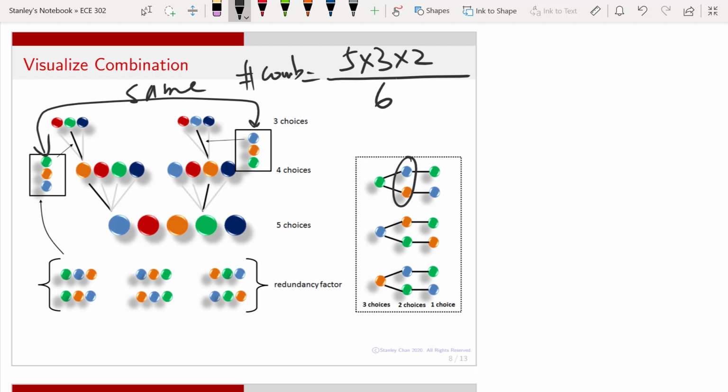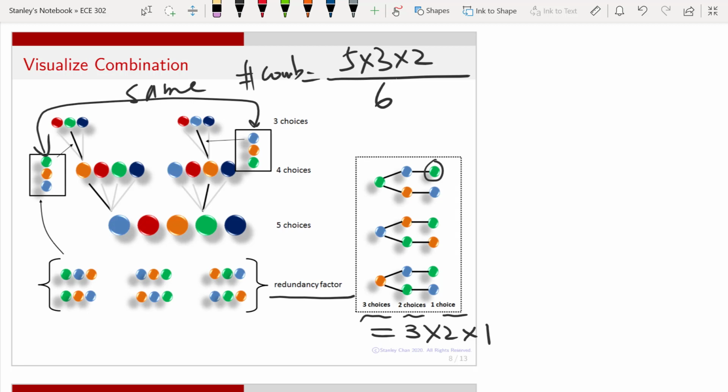Because if you have chosen the green, there are only 2 options. It's either a light blue or orange. And then when you go to the third stage, you only have 1 option left. So essentially, you have 3 choices, 2 choices, and 1 choice. That when you multiply together, it will be 3 times 2 times 1. So you ask, what is the redundancy factor? We call it the redundancy factor. This is exactly just 3 times 2 times 1.